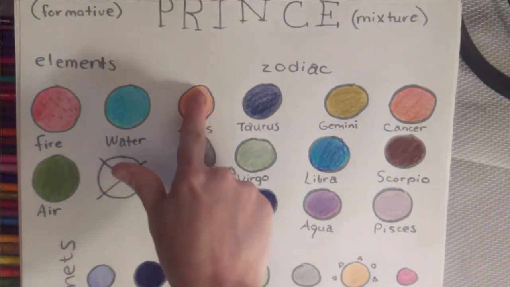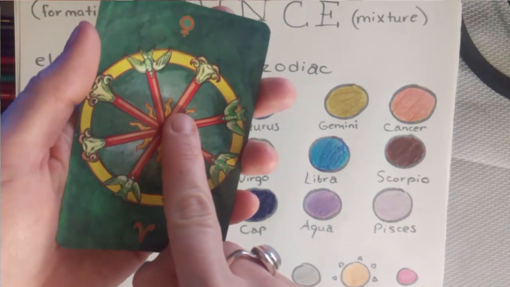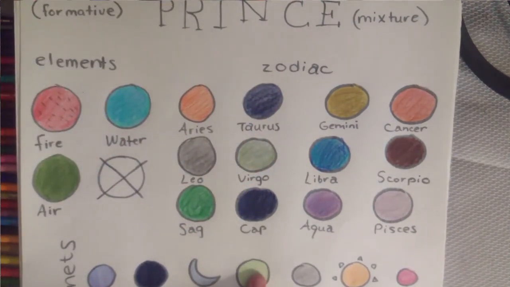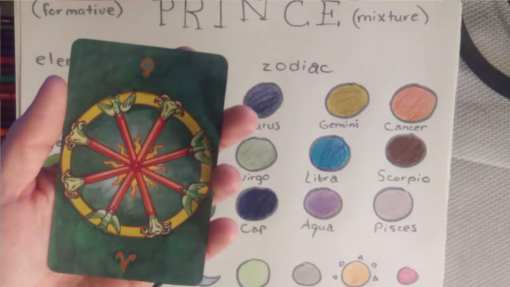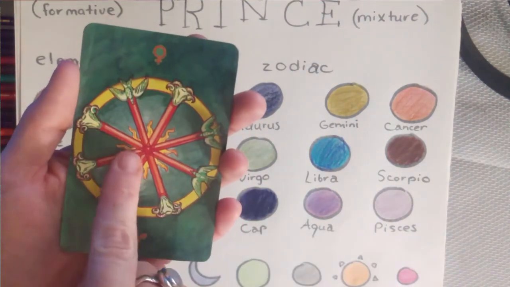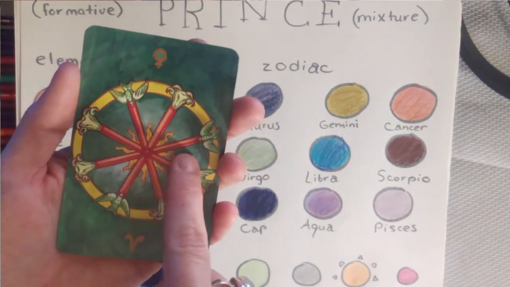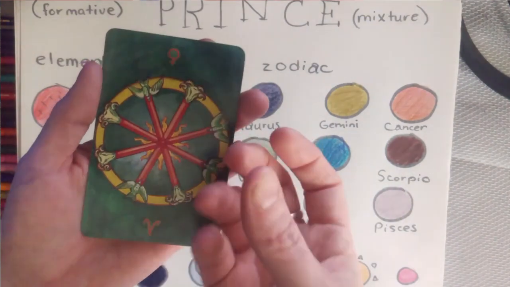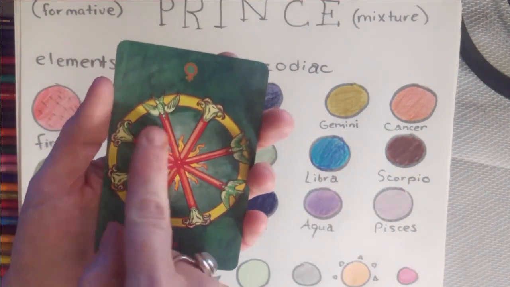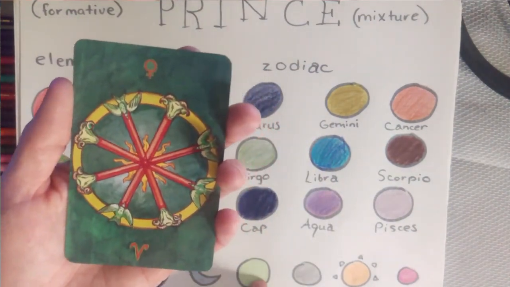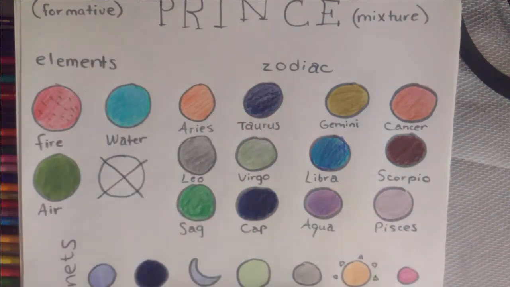Aries is this like orangey color, which we see in the fire here. And then this Venus is like a pale green. Well, it's not really a pale green, but it's like right here. They tried to make it to where this wheel thing was coming off of the card. And I think that they used this pale green to make it look like that. And then finally the princess.